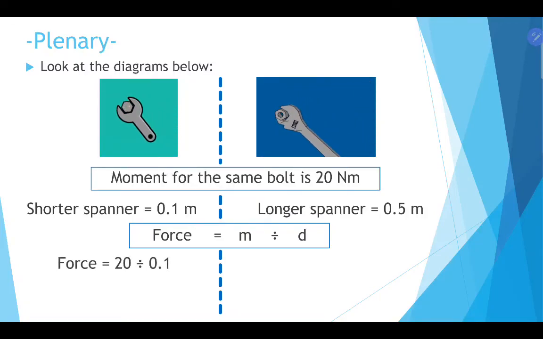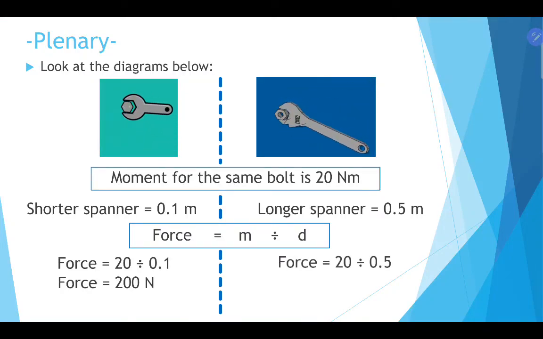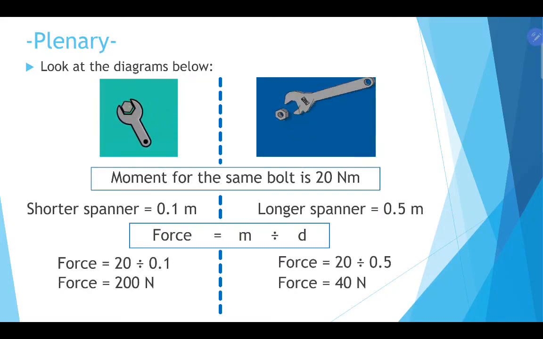Using the formula earlier, force is equal to moment divided by distance. For the short spanner, the force you need to use is 200 Newton. For the longer spanner, the force you would need to use is only 40 Newtons. In this case, the longer spanner is easier to turn because you use less force, because the distance is longer. Compared to the shorter spanner, where you use more force because the distance between the pivot and the force is shorter. And that's it for today. Thank you for paying attention.